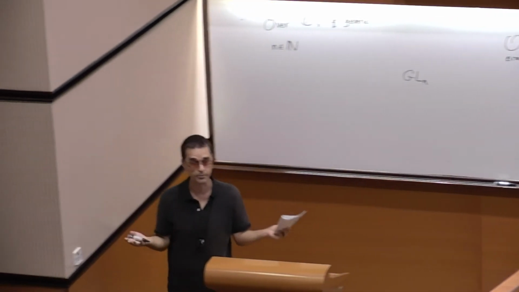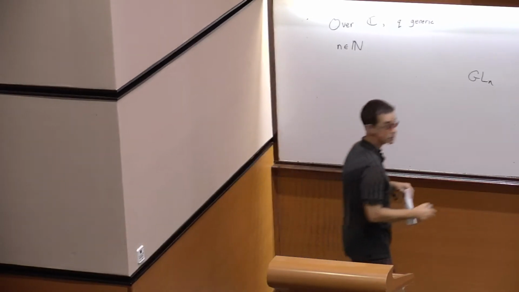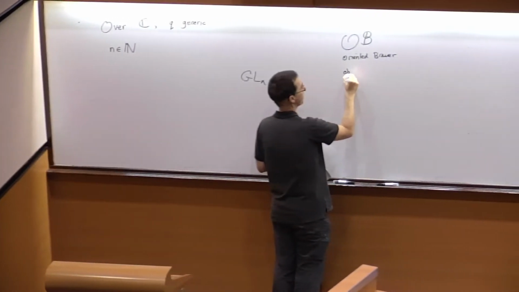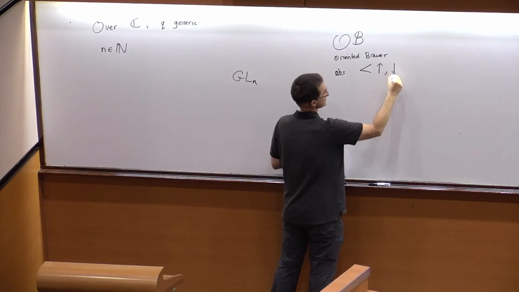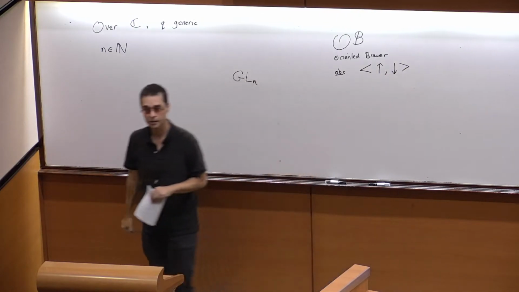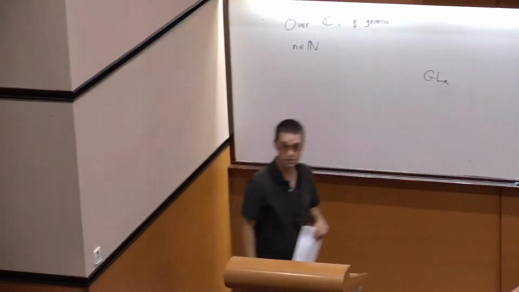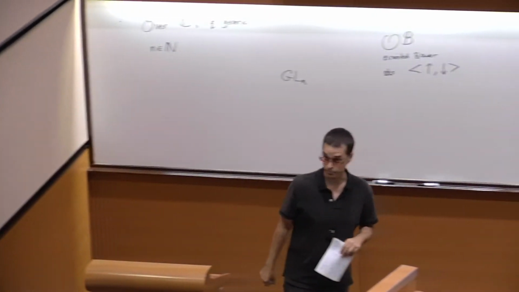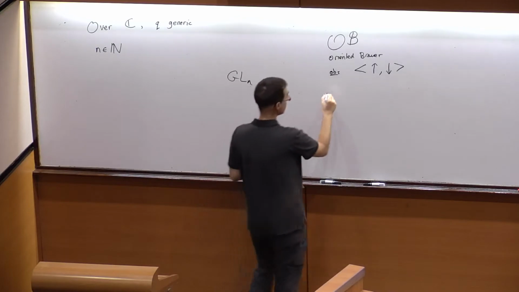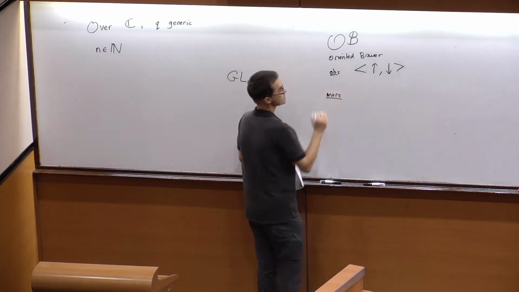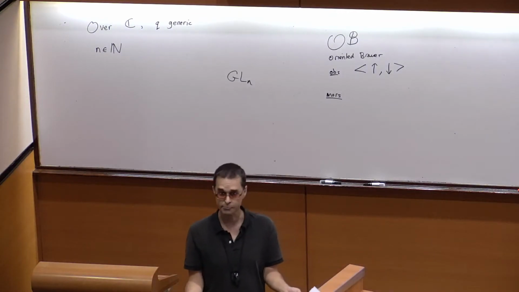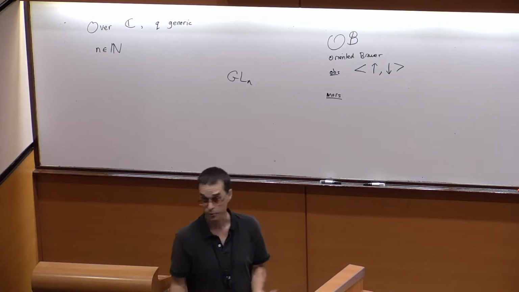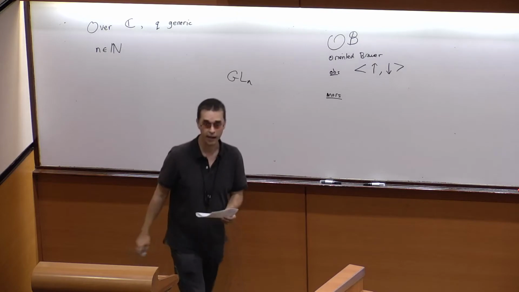I'm working over the complex numbers, so just a C-linear category. So it's got some objects. And the objects in this category, they're just words in that alphabet. So they're just sequences of ups and downs. And then morphisms, well, this is the Oriented Brauer category. So the morphisms are going to be some Oriented Brauer diagrams. People probably know this Brauer algebra story.